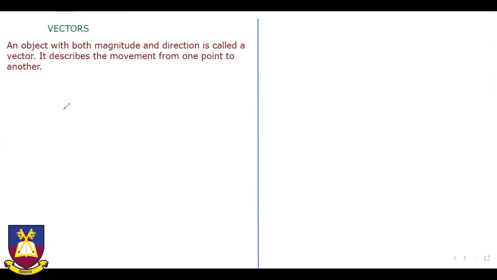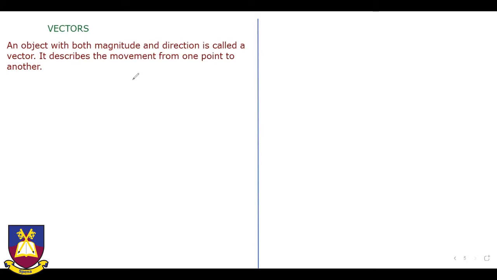Let's look at vectors. Now, an object with both magnitude and direction is what is called a vector. In other words, anything which has magnitude and direction is known as a vector quantity. Magnitude is the size. Anything which has size and direction is what we call a vector quantity. And a vector describes the movement from one point to another.